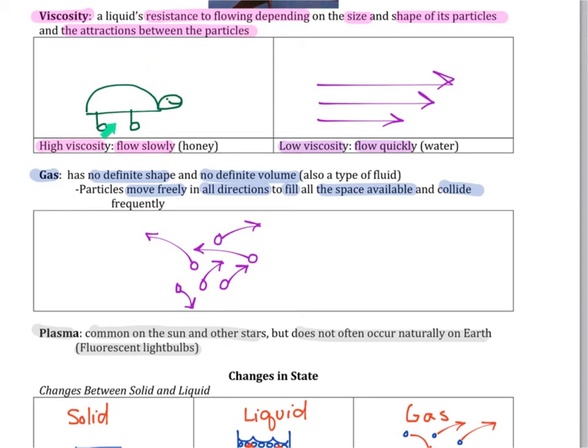So here I drew a turtle to remind myself that high viscosity means that it flows slowly. Low viscosity means that it flows quickly, things like water, and so I drew these arrows to show speed.